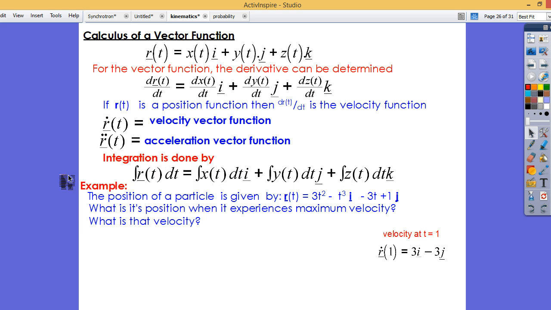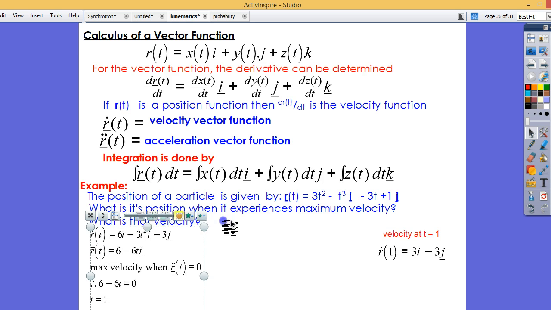Integration is done in a very similar way. We're integrating r of t, we're integrating each x, y, and z component independently. So let's consider the position of a particle given by a position function. What is its position when it experiences maximum velocity, and what is its velocity? Well, I've got over here a little question: what is the velocity at t equals 1? So let's start over here.